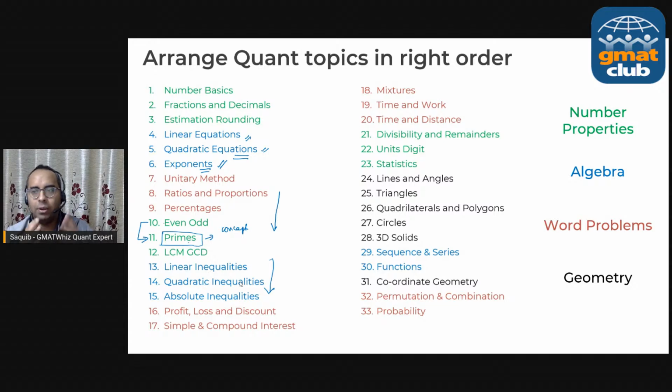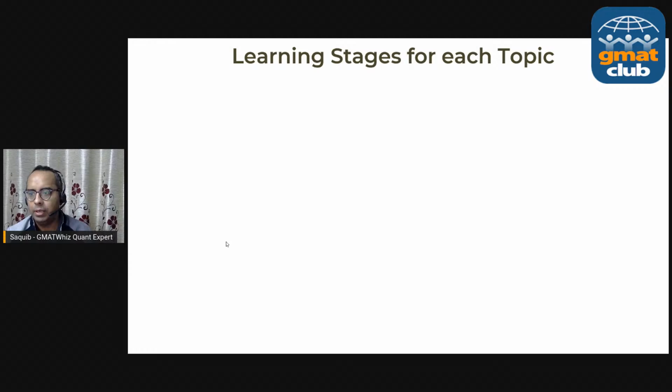Algebra and number properties can go hand in hand also. Word problems can go hand in hand also. Some questions do involve percentages also. In some question, I can give you a question where I'm talking about how much percent more one factor is than the other factor. And if you don't know what percentage increase and decrease is, you will get that wrong. So this is the right and the most recommended way of going through the topics.